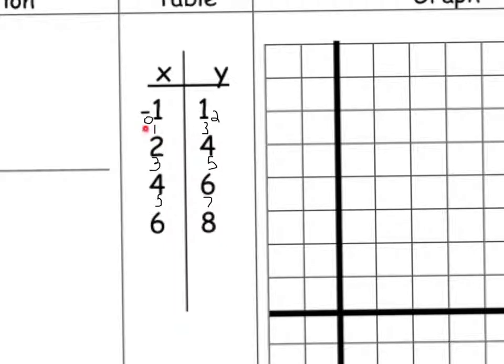So when x is 0, y is going to be 2. Okay, so that is our hint to find the y-intercept. When x is 0, y is 2. So let's go on over to the y-intercept. The y-intercept is going to be 2.